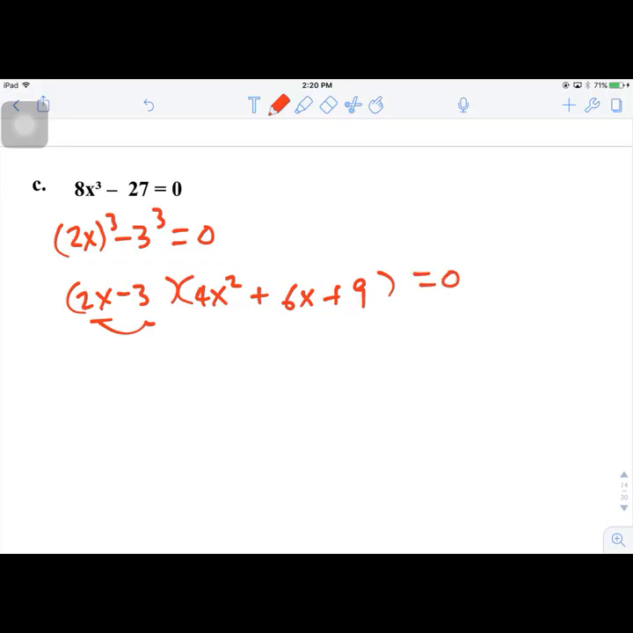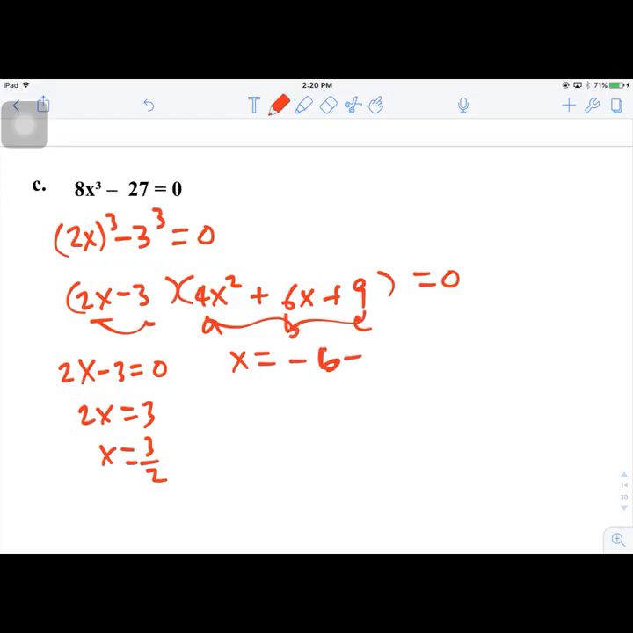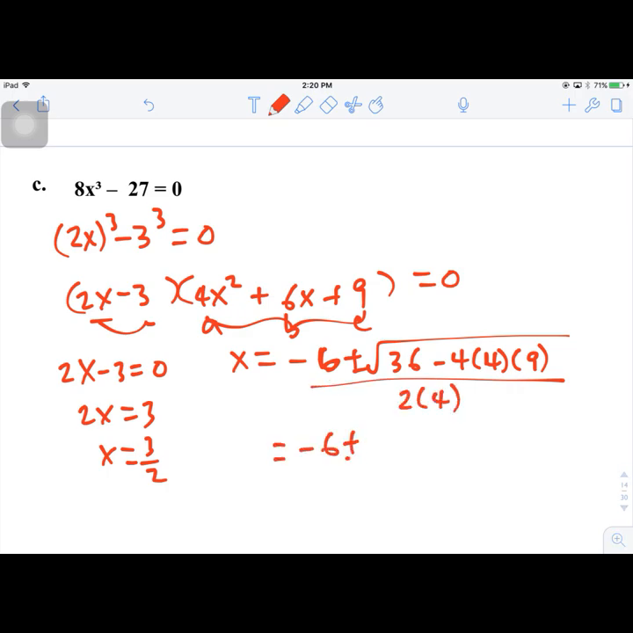Solving these two for zeros, we're going to have x equals... 2x minus 3 equal to 0, we have 2x equals 3 and x equals 3 over 2. And this one, since we can't factor it anymore, we're going to need to use the quadratic formula, which is ABC. So negative b, that's negative 6, plus or minus b squared, that's 36, minus 4 times a, c, all over 2a. That's going to give us negative 6 plus or minus the square root of negative 108 over 8.